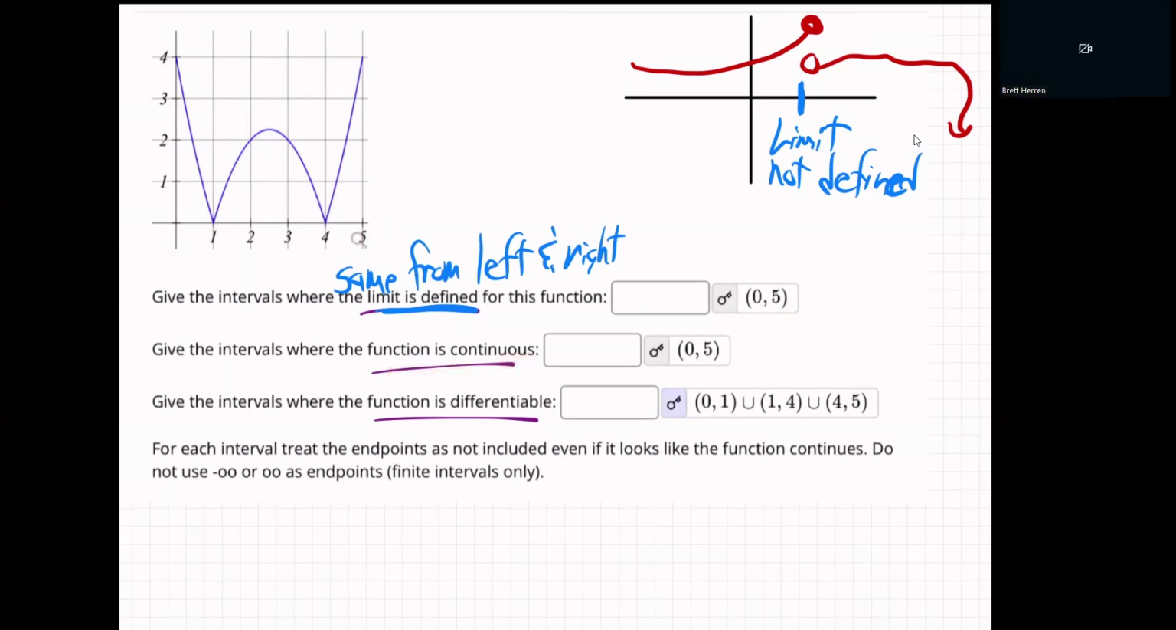Next one. Where is it continuous? And you know what continuous means. It just means you don't lift up your pen. It's all just connected all the way. You never have to pick up your pen. So that's also everywhere from 0 to 5.